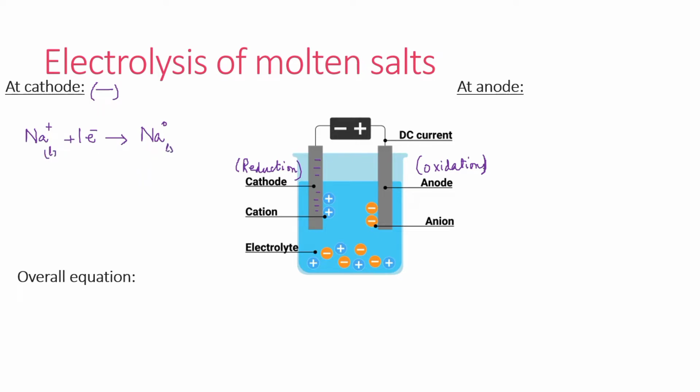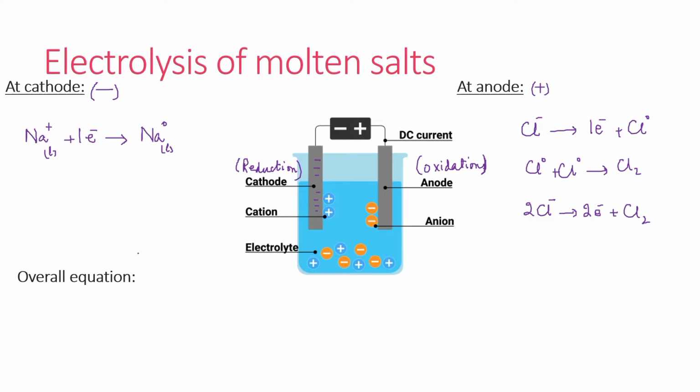Whereas at the anode, the anode has a positive charge, so the chloride ions, which are the anions, will be attracted towards the anode to get discharged by losing their electrons and will form atomic chlorine. Now these atoms of chlorine combine together and form chlorine gas. So we can write the equation like this: two chloride ions will lose two electrons and a chlorine gas will be formed. We can also write the overall equation.